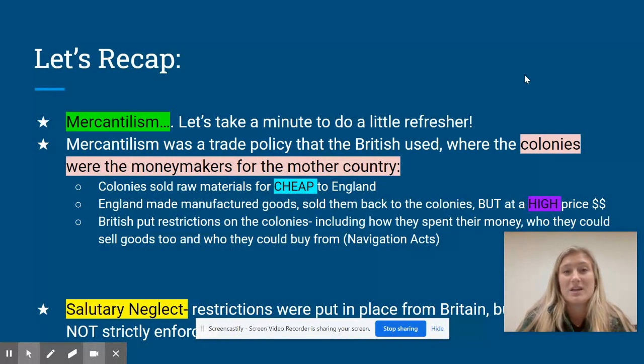So something to consider is that because they were not enforced, colonists started to trade with the Spanish, with the French, with the Dutch, to make their own money, to start their own economies. Okay, so they started to technically break the rules that were put in place because the British never enforced them.